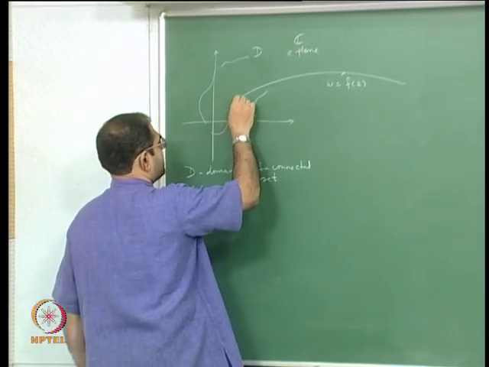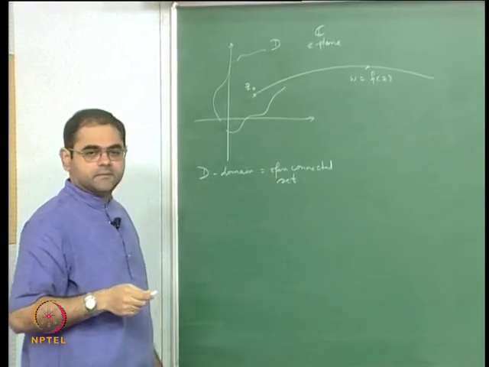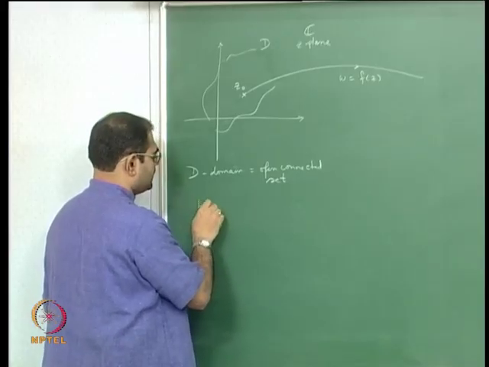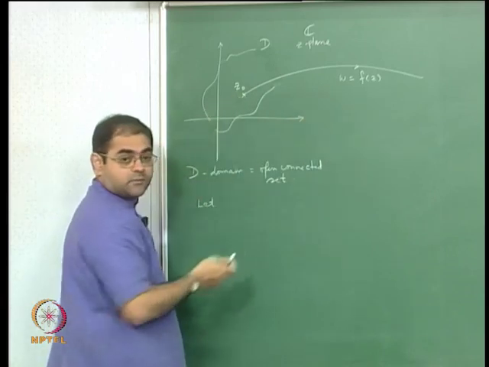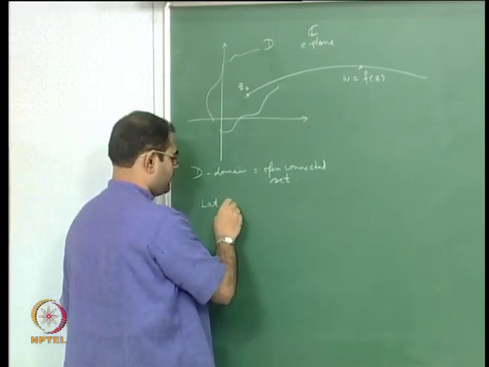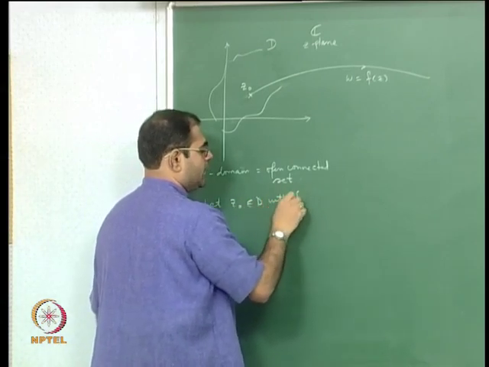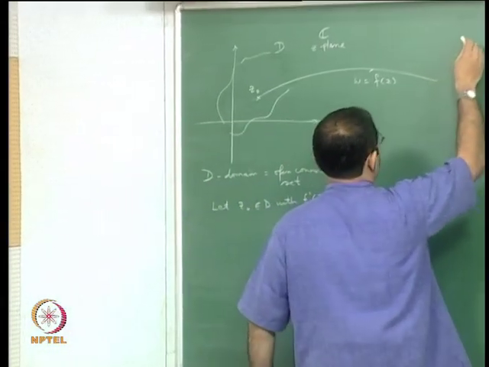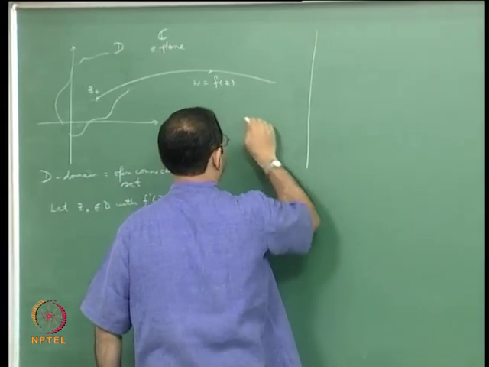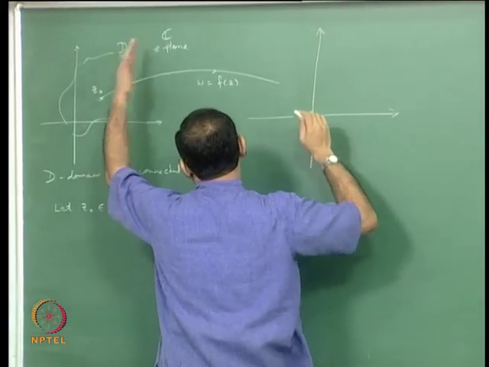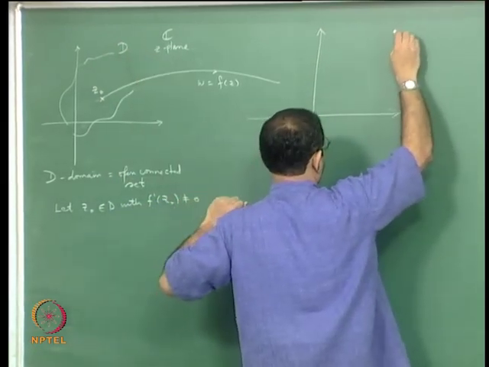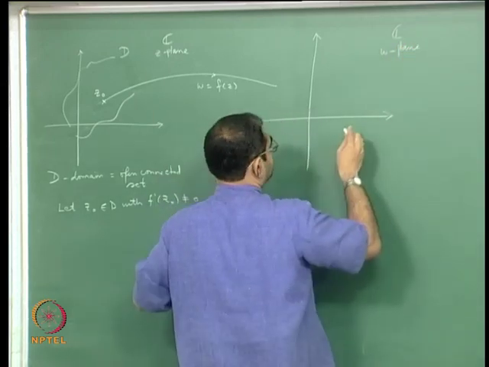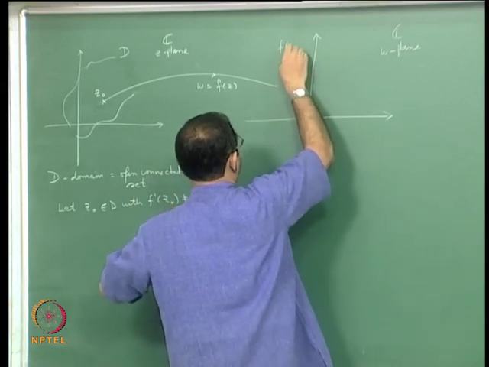And suppose we take a point Z0 in the domain such that f dash, the derivative of f at Z0, doesn't vanish. Okay, let Z0 be a point in the domain with f dash of Z0 not equal to zero. Of course, this is the source complex plane. The source variable is Z. The target variable is W. This is the W plane, and W is f of Z. And of course, the image of D will be f of D.